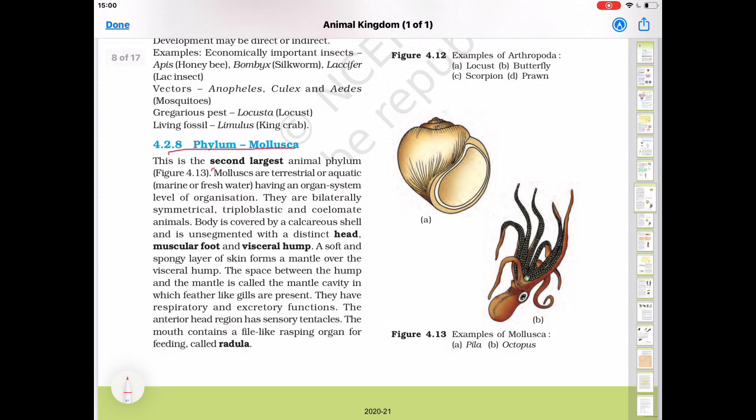This is the second largest animal phylum. Molluscas are mainly aquatic and sometimes terrestrial also. They have organ system level of organization.